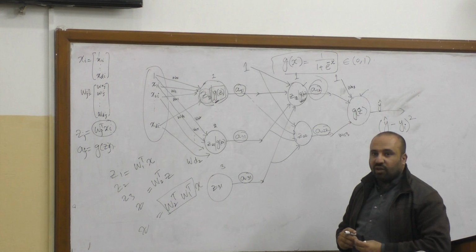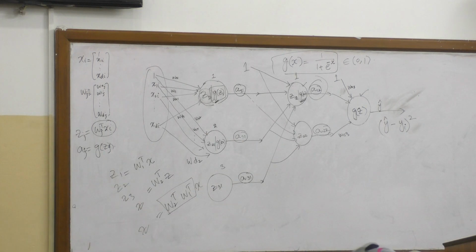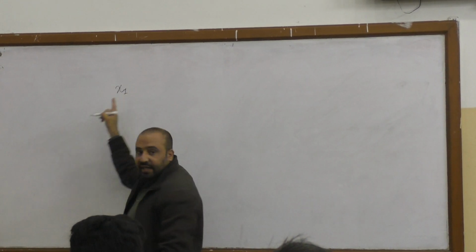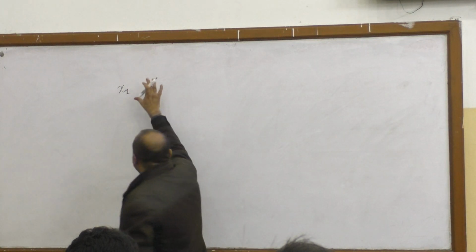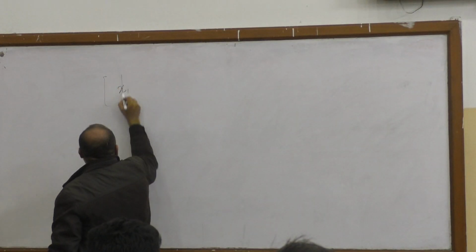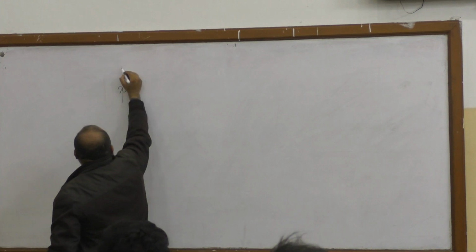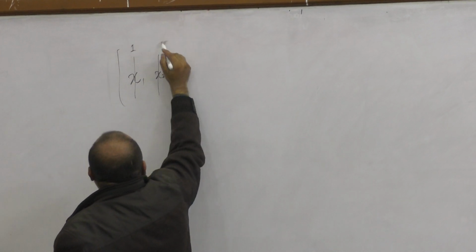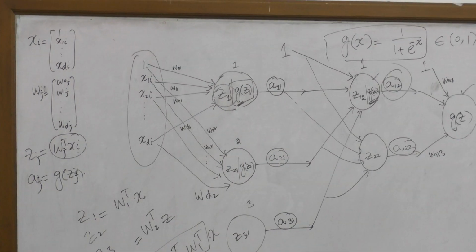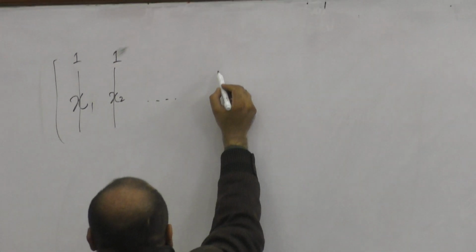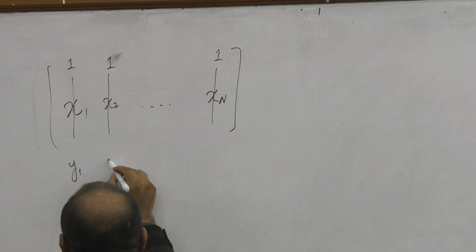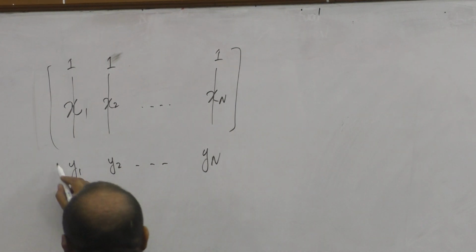Now the goal is the following. You feed x1. Here x1 is a vector of d numbers, and 1 is appended on top of it. x2 is a vector likewise with 1 appended. Why have I appended this 1? I want to give this 1 as an input feature as well. And then we have xn. This is y1, this is y2, yn. This is my training data.